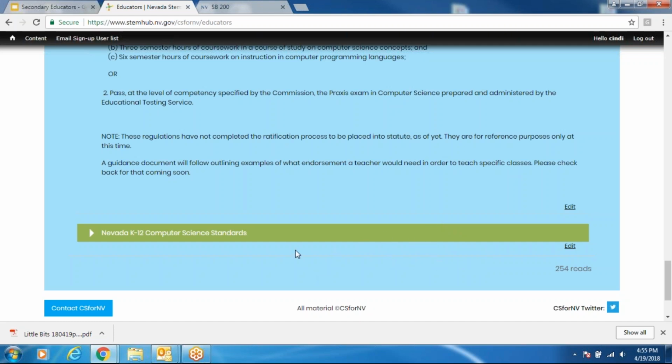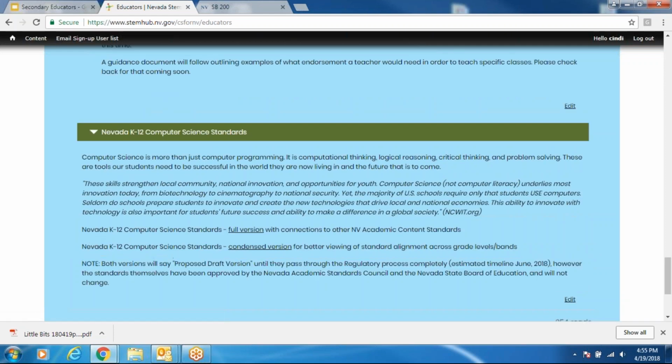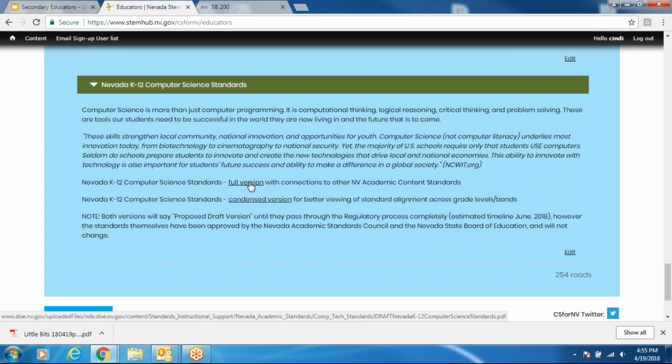I hope so. All right, the last link here is for the computer science standards. I've got the links to the full version as well as the condensed version. The full version has, like I said, K-5 broken down by grade level, and then the secondary is broken down by grade band. The condensed version is in a table, so you can see the progression of concepts across all the grade levels. So it kind of puts it in a little perspective for you. Also on this full version, what's a nice thing that Nevada did that the other states have not, however, they are copying us, is that we have connections to the Nevada academic content standards.